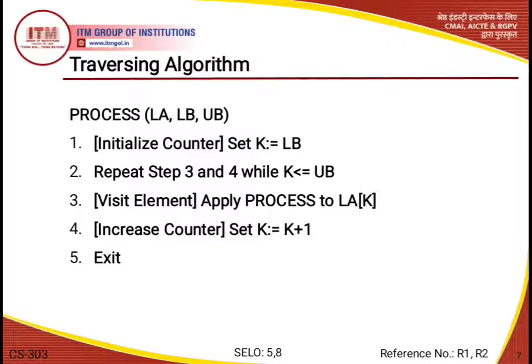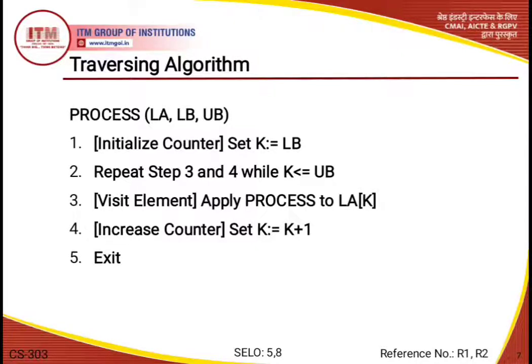So in this algorithm, first of all, you can see that we perform the operation in the form of a process. Here LA is a linear array, LB is the lower bound, and UB is the upper bound. Again, I want to remind you that LB, the lower bound, is the first element of the array and the upper bound is the last element in the array.